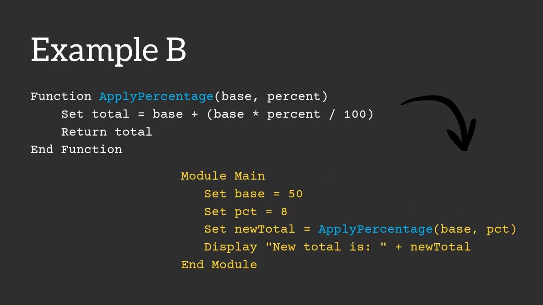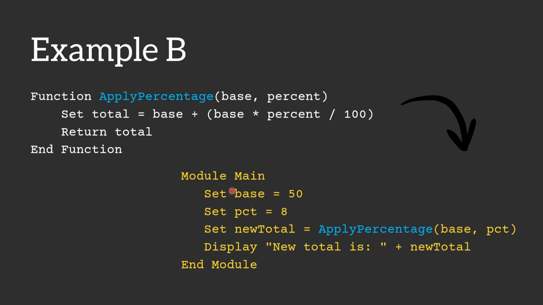That's one example. Here's another example where we're applying a simple percentage. Here we have applyPercentage, asking for the base and the percent. We take those and do some calculations with them, and the result of that calculation is stored in the variable total. That's the value that's going to be returned when someone calls this function.